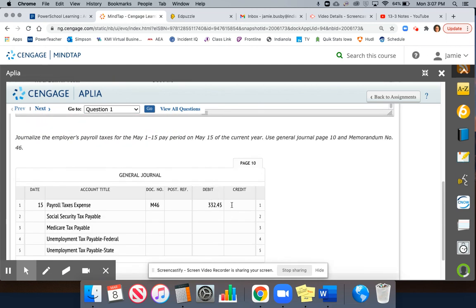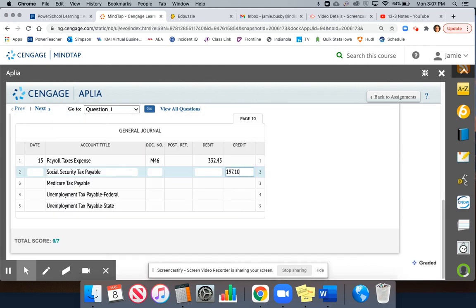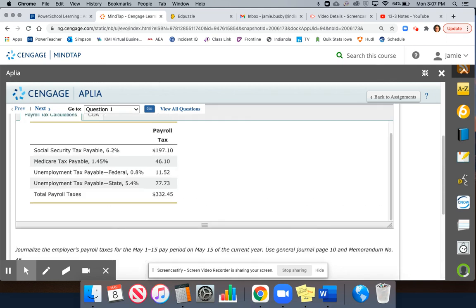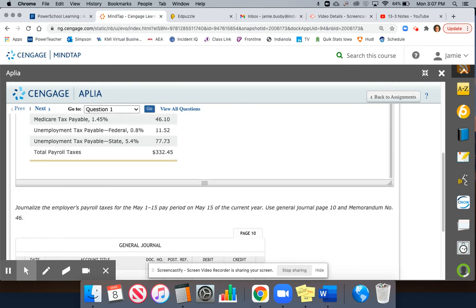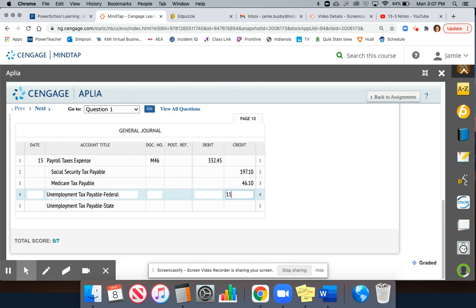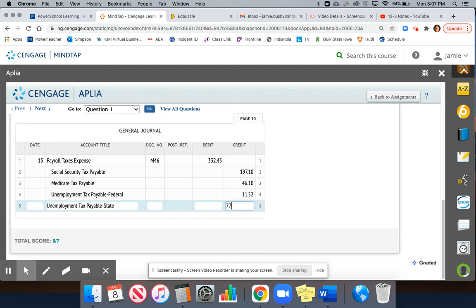So I have our total payroll tax expense, Social Security tax. These are all the numbers that we calculated in the last step. And that is our journal entry for section 13-2.